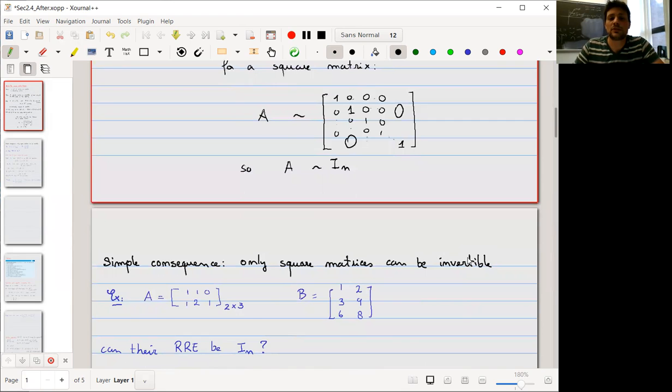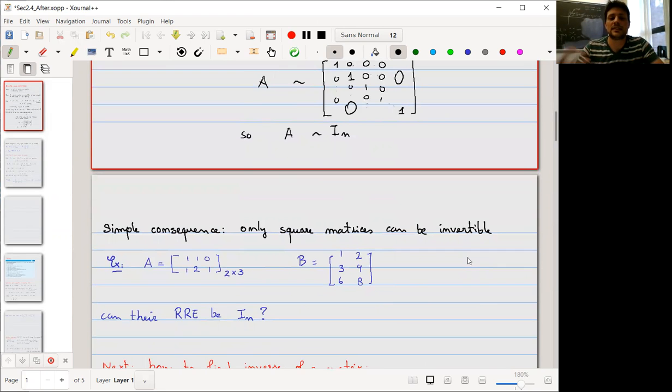A simple consequence of this result is that matrices that are not square cannot be invertible. If you think about it, you cannot have the correct reduced row echelon form for matrices that are not square. You can't get the identity by reducing a matrix that is not square.